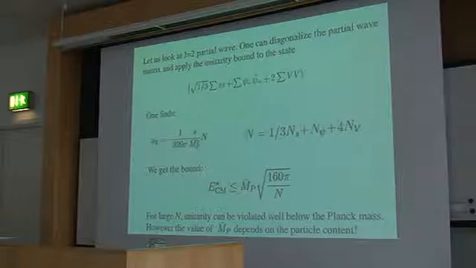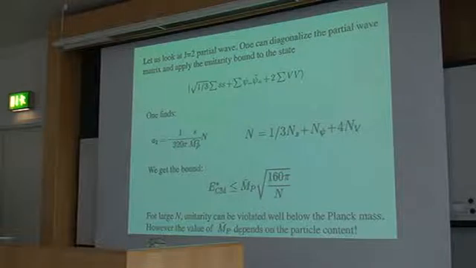So basically what you get is a bound on the energy at which unitarity is violated in that model. This energy that we call E star has to be smaller than the reduced Planck mass times 160 pi over n. Now, if n is large, this number can be smaller than 1. So you can be forced into a regime where unitarity is violated below the reduced Planck mass.